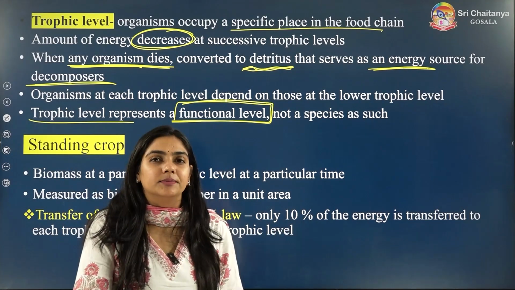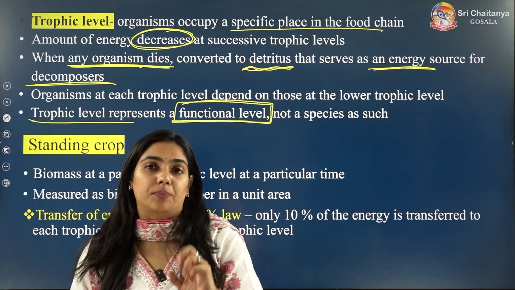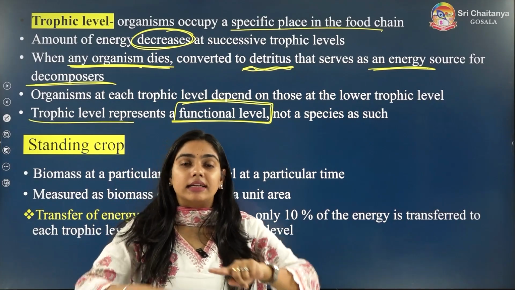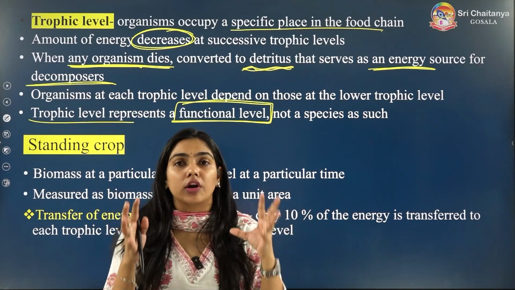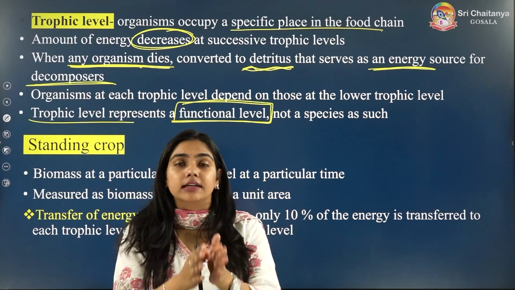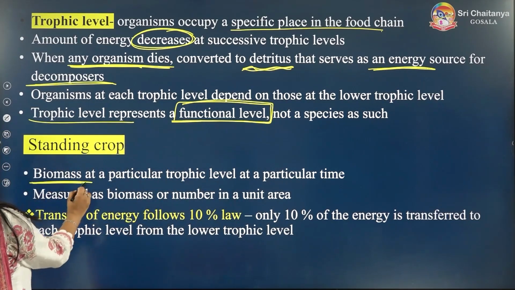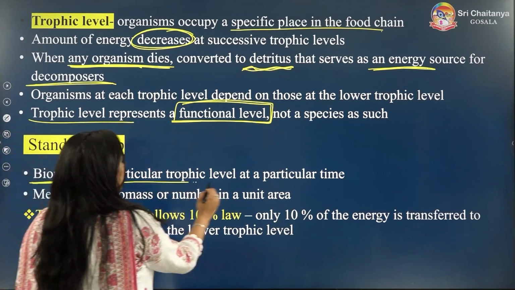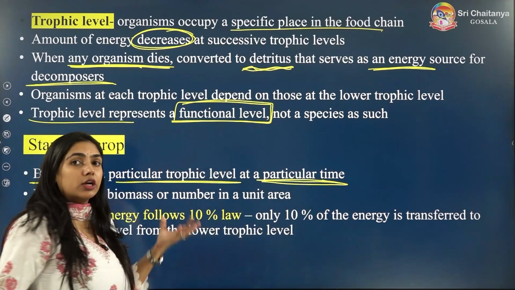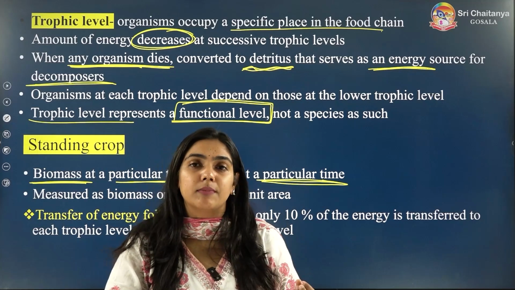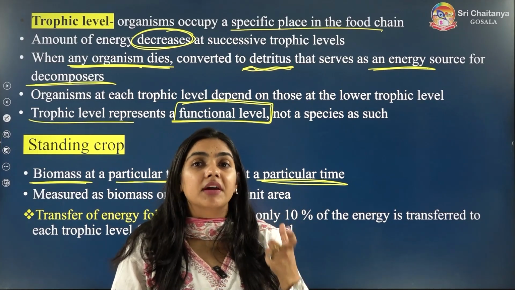There is one term, standing crop. What is the meaning of standing crop? It means how much organic matter is present at a particular trophic level at a particular time. Standing crop is the biomass, or the organic matter, at a particular trophic level at a particular time. Here we are talking about living matter.